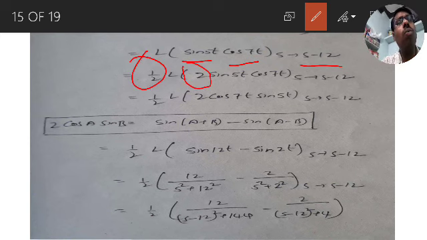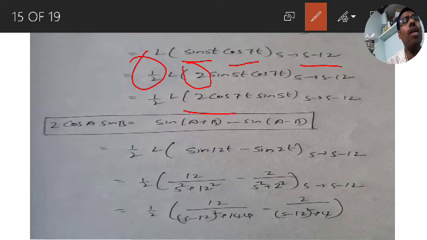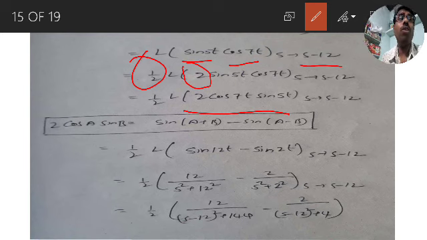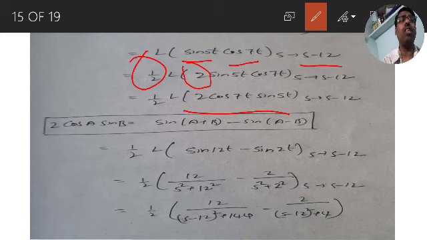1 by 2 into L of 2 sin a cos b. But in sin 5t and cos 7t, the cos term is more. So first of all I am writing 2 cos a sin b, since a into b is equal to b into a. Only for convenience and simplicity, I am writing the cos term first and the sin term second, because for cos we are having 7t and for sin we are having only 5t. So what is now L of 2 cos 7t into sin 5t.